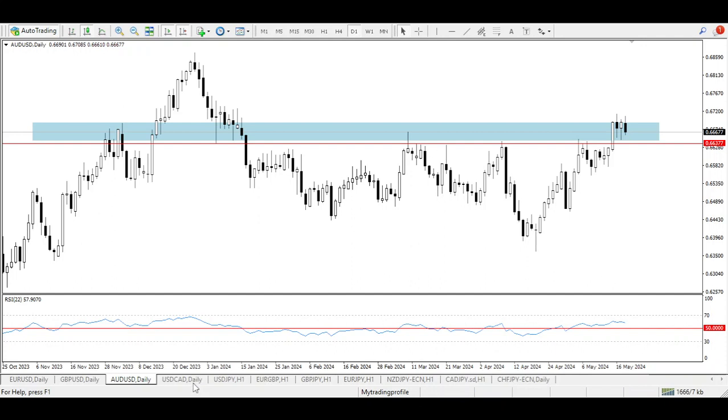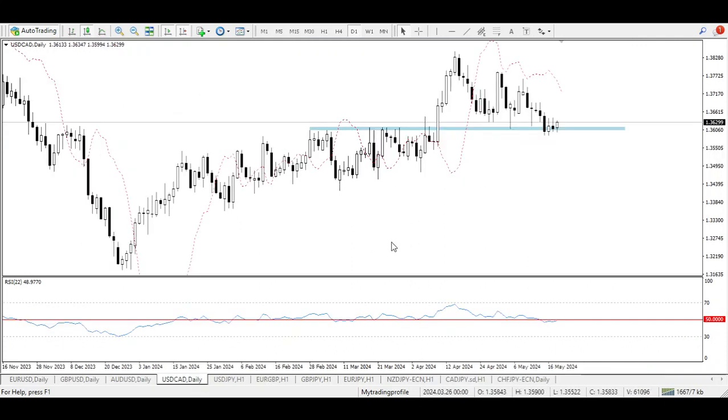Coming to USD CAD. The story of USD CAD is very similar to the story of the Euro. Decreasing inflation since January, but still the Bank of Canada is holding the rate. So there are chances that the Bank of Canada will take a decision of cutting the rate before the Fed takes the decision.